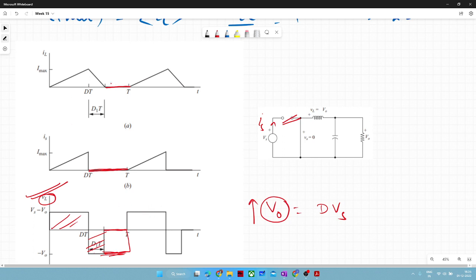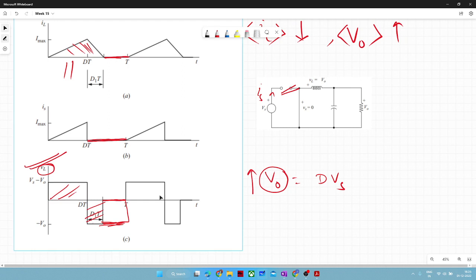And IL is starting itself from 0 and it is again 0 for some point because IL doesn't go in negative direction. It will always remain in positive direction. However, its value is getting reduced and its conduction period is also getting reduced. So IL average will reduce and V naught average will increase.